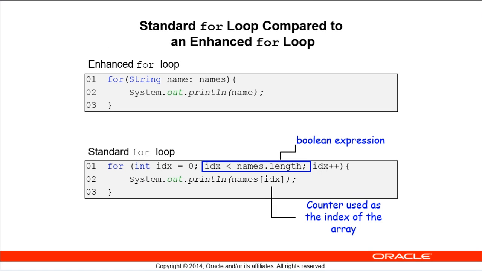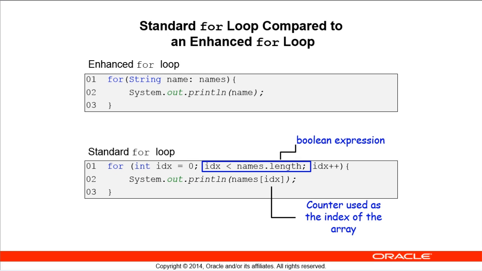This slide compares the standard for loop to the enhanced for loop. The examples here show each type of for loop used to iterate through an array. Enhanced for loops are used only to process arrays, but standard for loops can be used in many ways. The enhanced for loop uses a string variable, name, declaring it to hold each element of the array. Following the colon, the variable called names is a reference to the array to be processed. The code block is executed as many times as there are elements in the array.